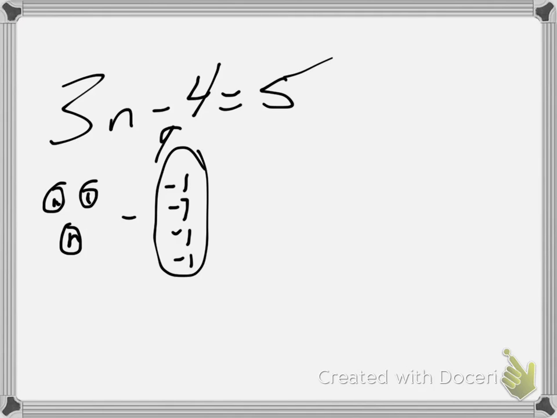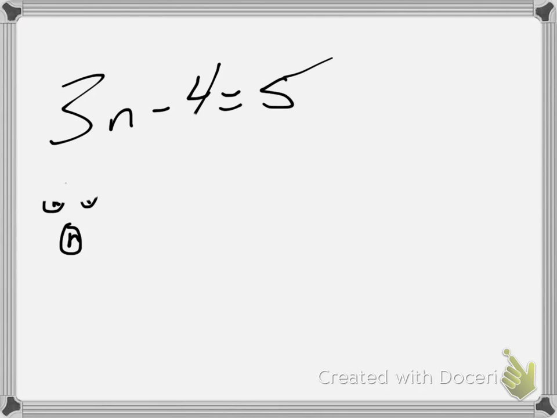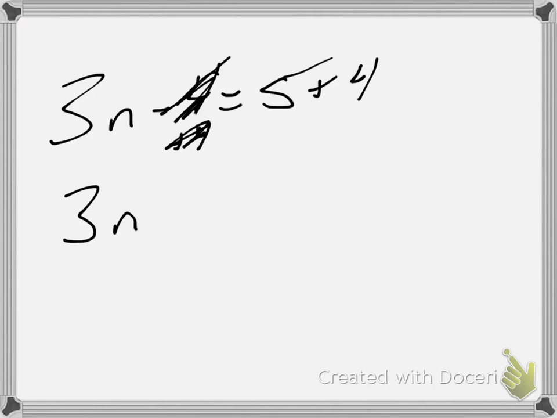So think of it like money. If you're in the hole in your bank account by $4, you need to be able to get back to 0, because we always want to zero it out. So if I have $4 in the hole, well then in order for me to get back to 0, I need to add $4 to my bank account, and that will help me get the $4 back. And that cancels, and that cancels. But what I do to one side, I have to do to the other. So now I have 3n equals 5 plus 4. 3n equals 9, because 5 plus 4 is equal to 9.